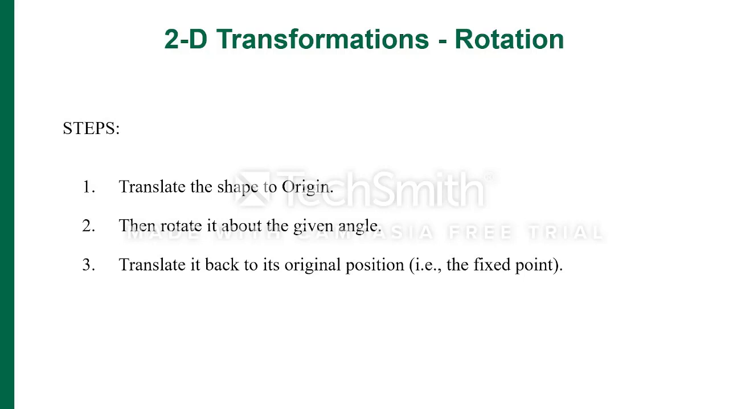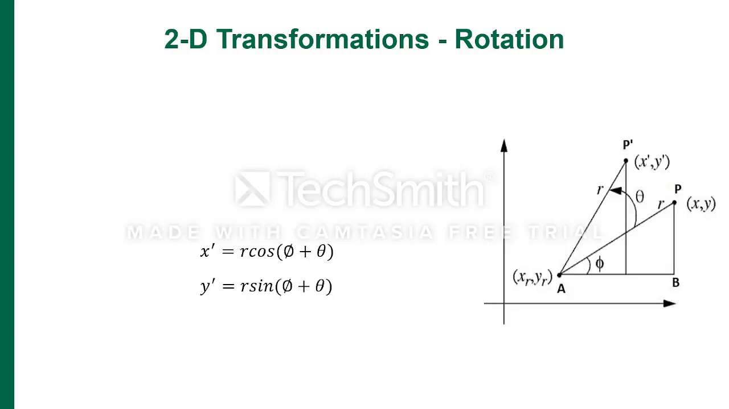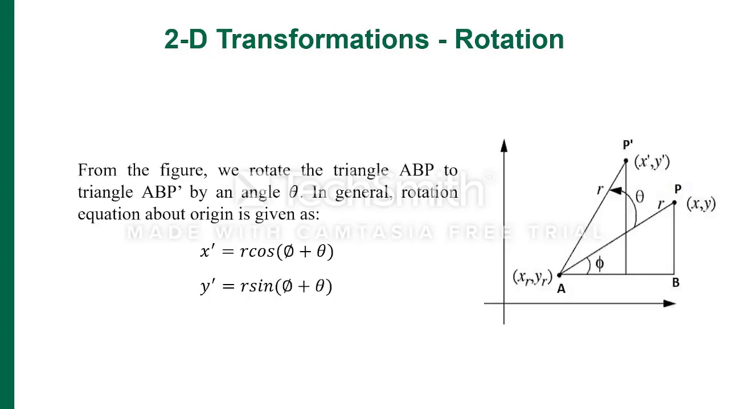Usually the rotation with respect to an arbitrary point consists of the following three steps. First, we translate the shape to the origin. Next, we rotate it by the given angle. And then we translate it back to its original position. So here we have an example. From the figure on the right, we rotated the triangle ABP to triangle ABP dot by an angle theta.